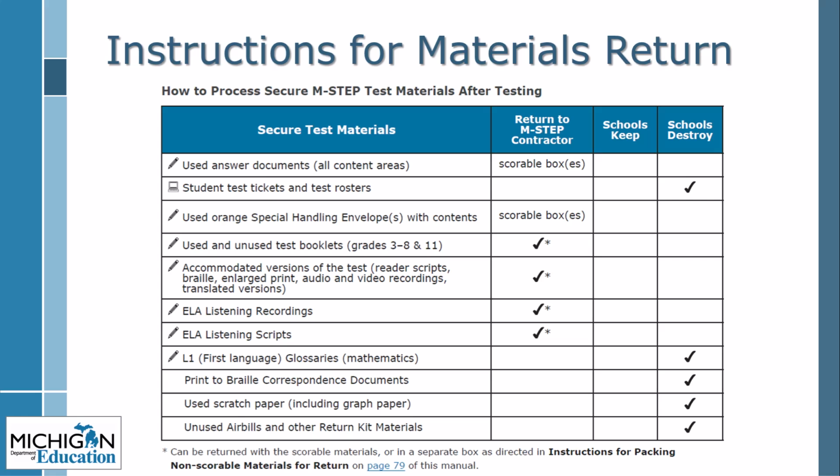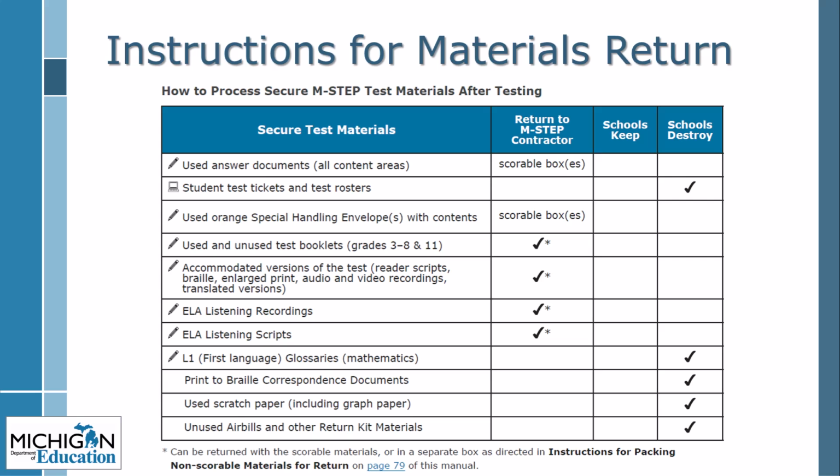So, things that have to be returned to the scoring contractor are, of course, the used answer documents, the special handling envelope if you have anything in the envelope. If you don't, then you can just destroy the special handling envelope. Don't save it because it won't work for next year. Then you've got all of the test booklets that were sent to you.